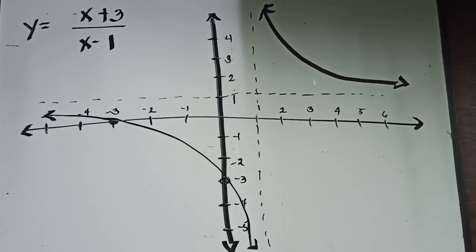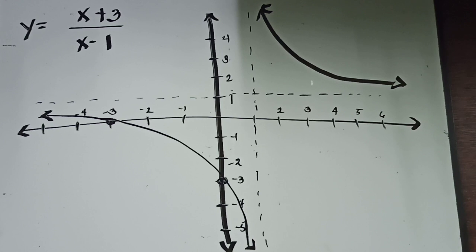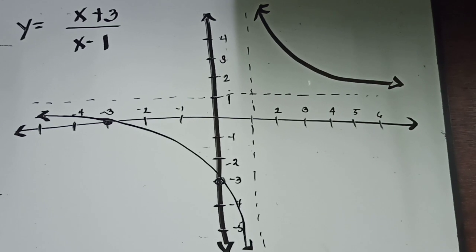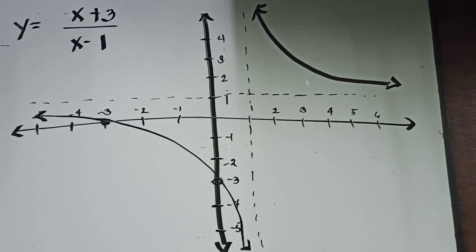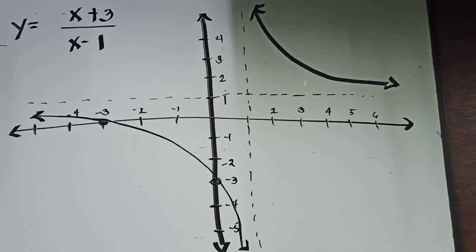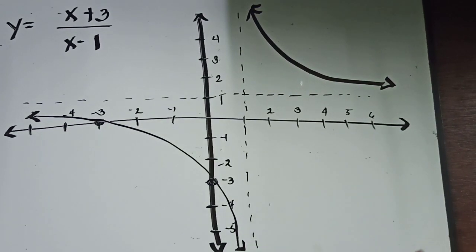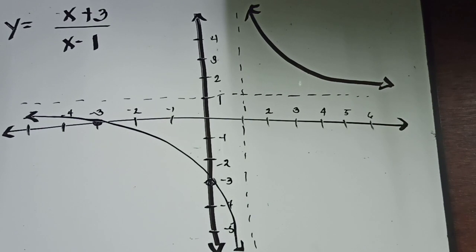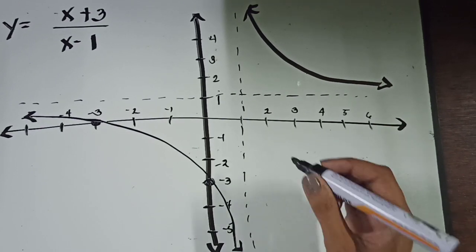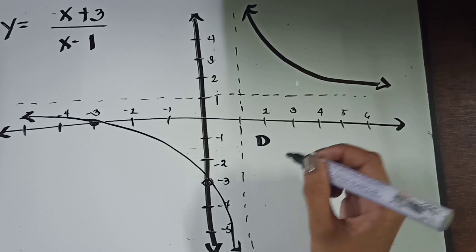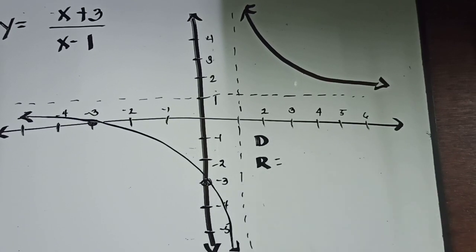Okay, so another example, kung meron akong y is equal to x plus 3 over x minus 1, so ito yung mas simple na pagkuha ng domain and range using a graph. Okay, so for example, ito yung graph nung given function, or rational function. Okay, so again, domain and the range.